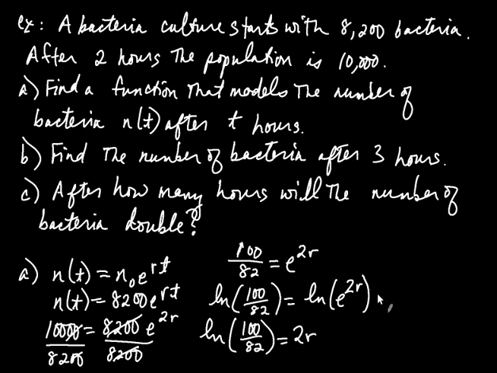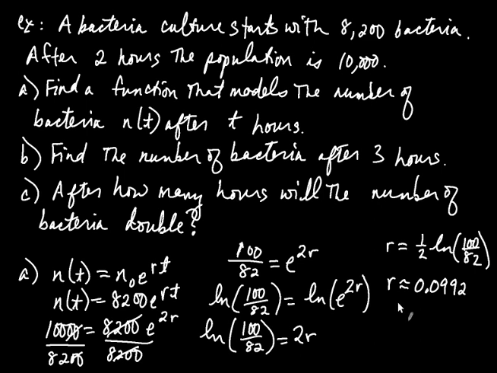And then we're going to divide both sides by 2. If you take this and divide by 2, that's the same as having 1/2 times the natural log of 100 over 82. So r is about equal to, we're going to need a calculator for this. And when you calculate it, we end up getting 0.0992. That's our value for r.